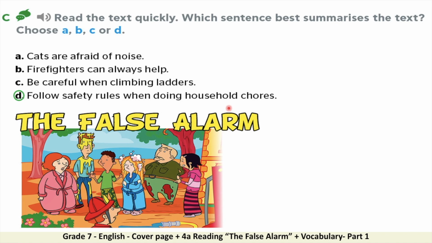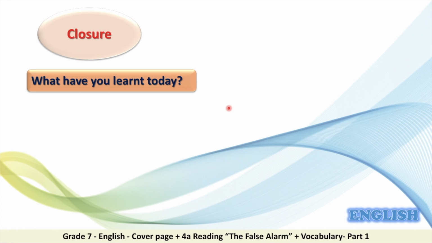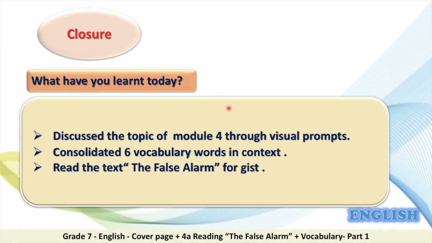My students, now we've come to the last stage of our lesson, which is the closure. What have you learned today? Today, we've discussed the topic of Module 4 through visual prompts. We've consolidated six vocabulary words in context, and we've read the text, The False Alarm, for gist. And that's the end of our lesson. I hope you enjoyed it.